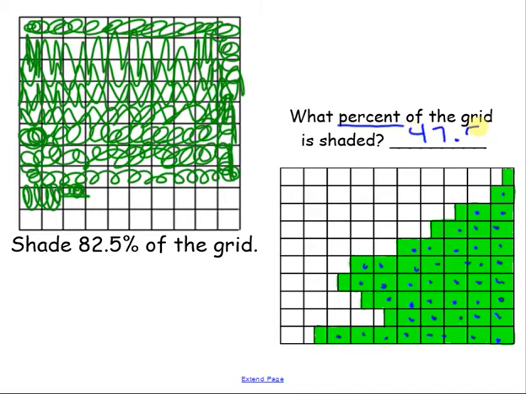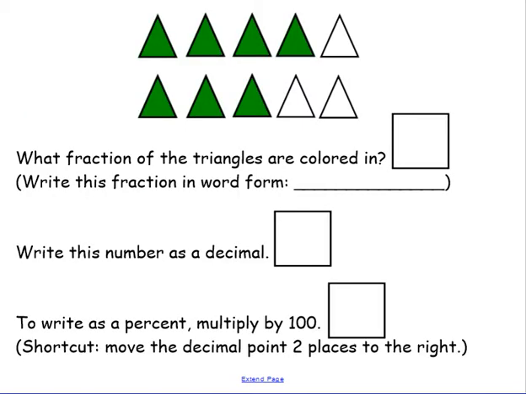Okay, what did you get as your answer? You should have gotten 47.5%. All right, let's go ahead and move on. Now, you're going to probably recognize this slide from when we changed fractions into decimals, but I've added a percent part too, so go ahead and bear with me. What percent of these triangles are colored in?